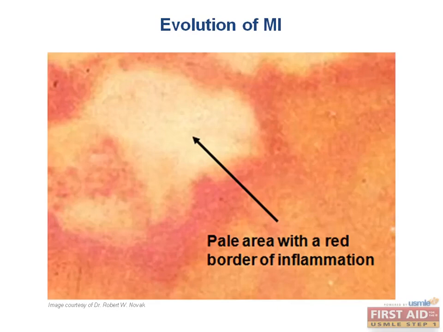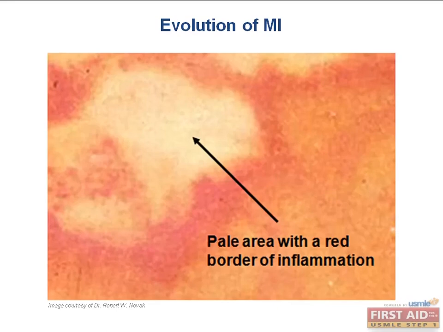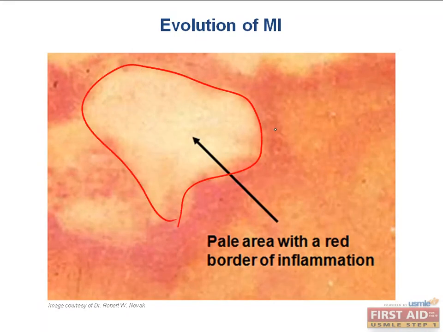So let's see what's going on in this image. At this point in time, there's a very hyperemic border. So this is a very pale area surrounded by a lot of red. This is very red here, as you can see, which we call hyperemic. Why do you think this happened?